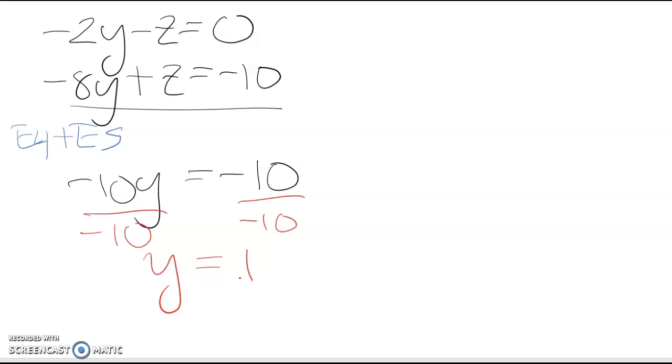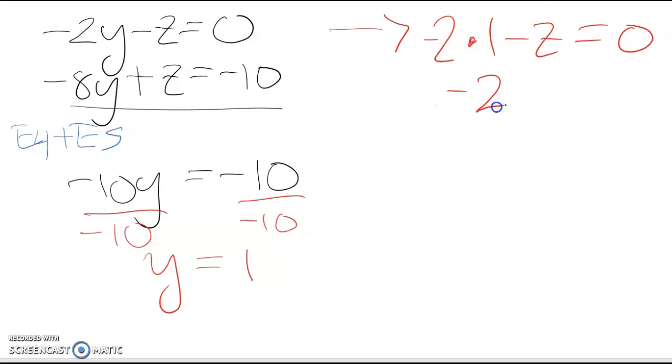For me, I'm going to use equation 4 and say I would get negative 2 times 1 minus z equals 0. So I have negative 2 minus z equals 0. So negative 2 equals z if I add z to both sides. Now I have two coordinates, and then I can move on to my last one.